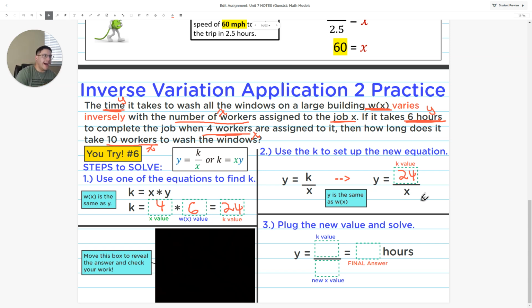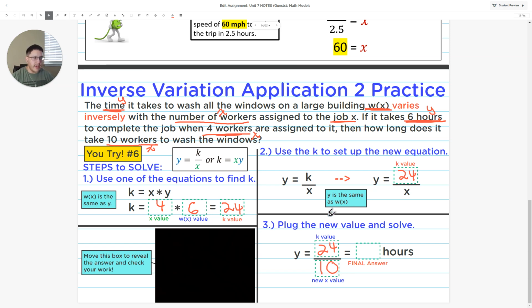Now, how long does it take for 10 workers to wash the window? What is 10 associated with? X. And so that's why we're using the fraction version. K is 24. X is at the bottom, which is 10. 24 over 10. There's nothing we have to do to switch it around. It's already there for us to solve.